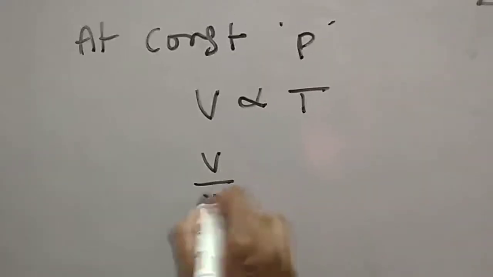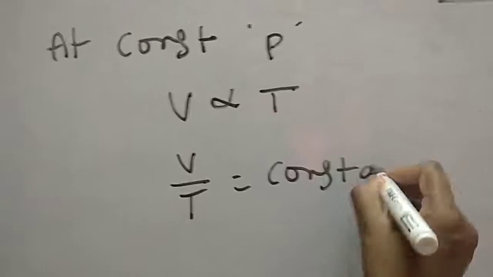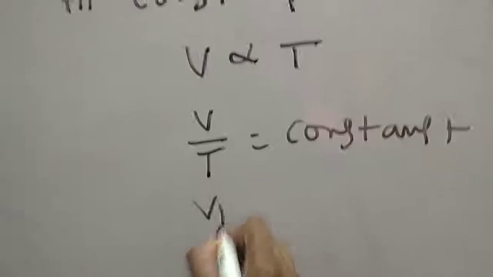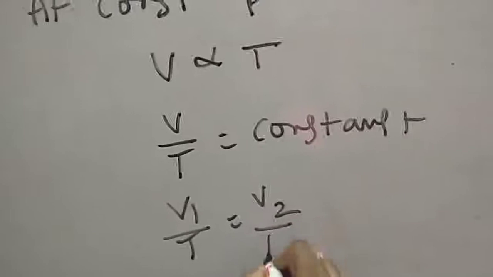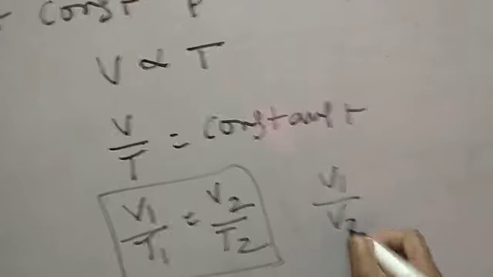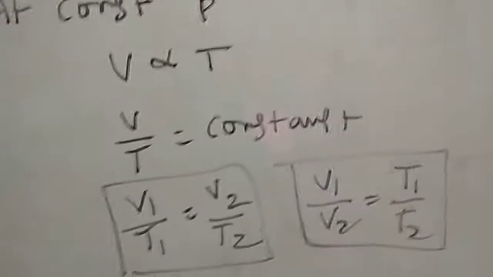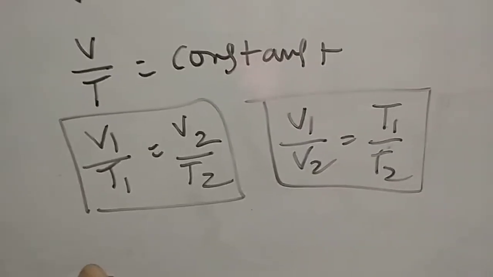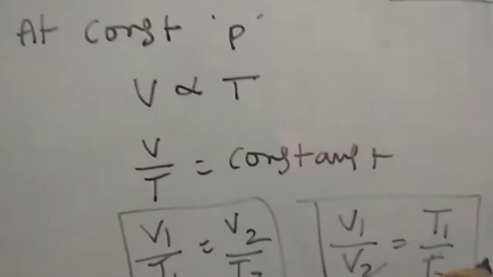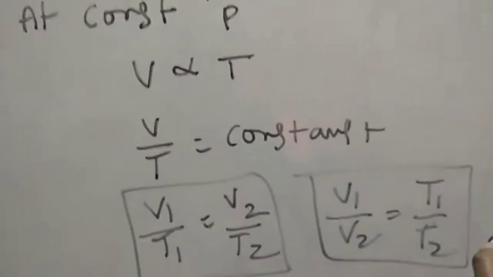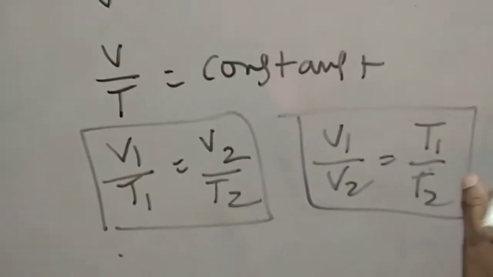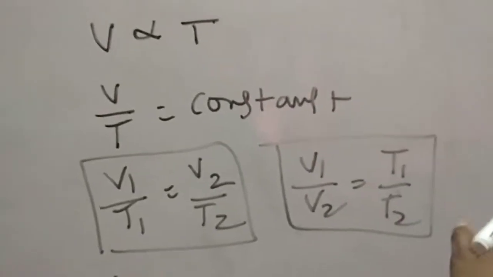So we can write V by T equals constant. V by T is V1 by T1 equals V2 by T2. This one only we can write as V1 by V2 equals T1 by T2. This is called Charles' law 1. At constant pressure, volume is directly proportional to temperature. V by T equals constant. V1 by T1 equals V2 by T2, or V1 by V2 equals T1 by T2.